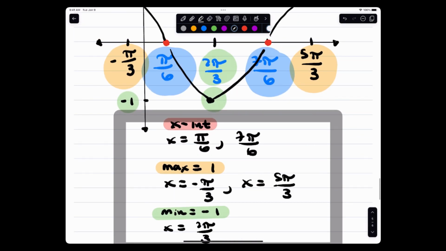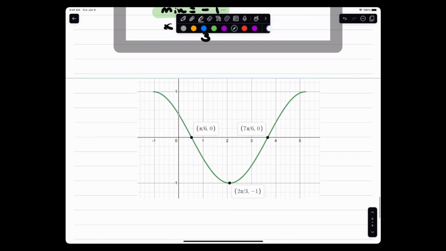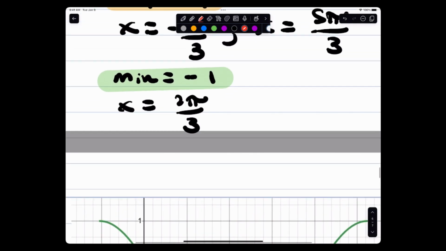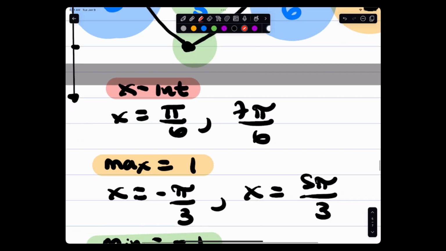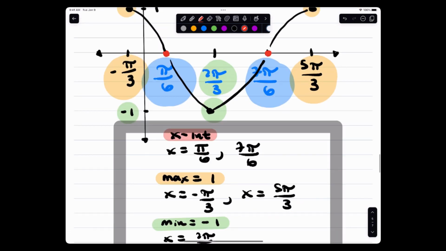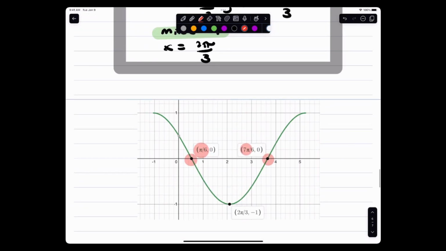So you guys can see pi over 6, 7 pi over 6, right? The intercepts right here. And then the minimum value is at 2 pi over 3. Is that right in green? Right here? So even in Desmos, we actually have those things.